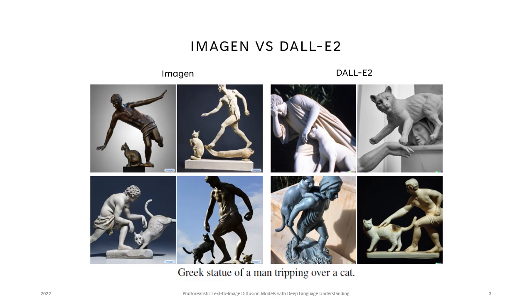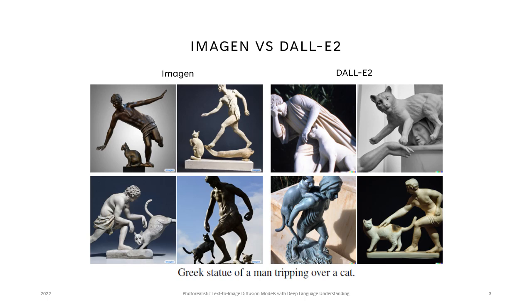So Imagen's claim to fame, as it were, is this better image quality, a better grasp of the context from the prompts that were provided to it. As we can see here, the statement "Greek statue of a man tripping over a cat" was given to Imagen and also DALL-E 2. I'm sure many of us are familiar with what DALL-E 2 is, but DALL-E 2 is another one of these image generation deep learning models.